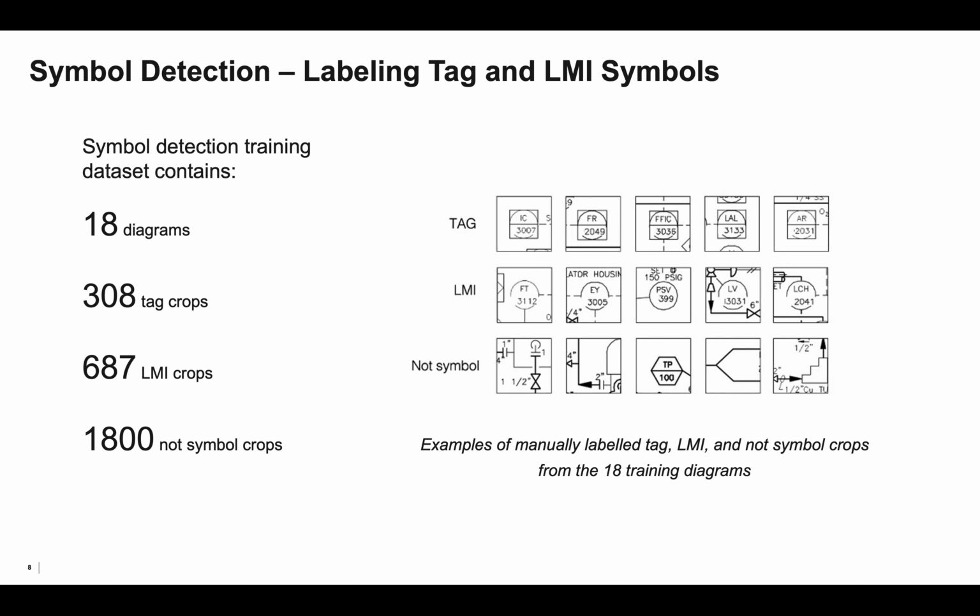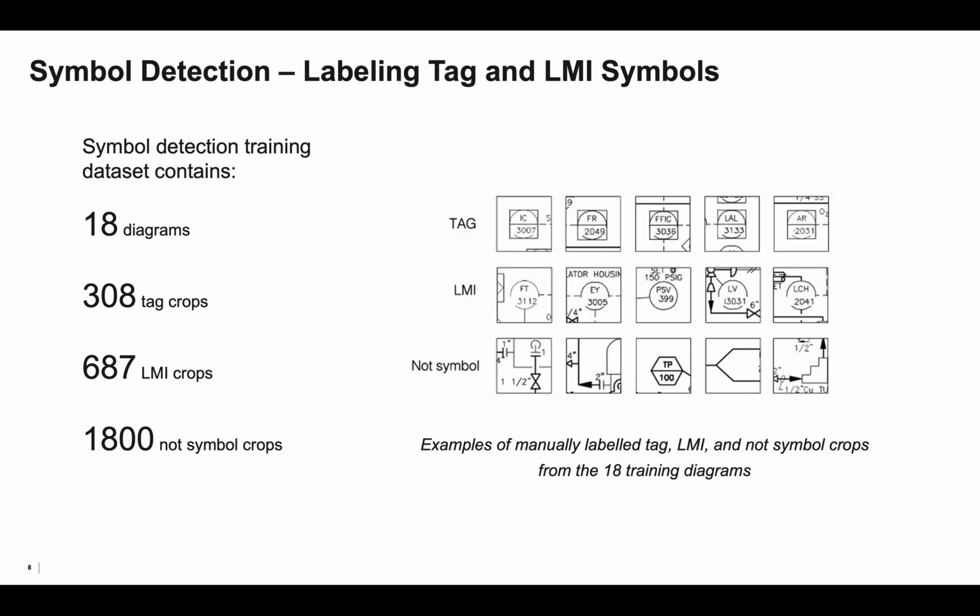So here I'll explain how we labeled the diagrams for the symbol detection step. In order to train and validate a machine learning model to detect and classify tags and LMIs, we created a dataset of symbol crops from a collection of 18 PNIDs. Tags and LMIs across the diagrams had a consistent size and fit within a 100 by 100 pixel window. We labeled all of the tags and LMIs across the 18 diagrams using these bounding boxes, resulting in 308 tag crops and 687 LMI crops.